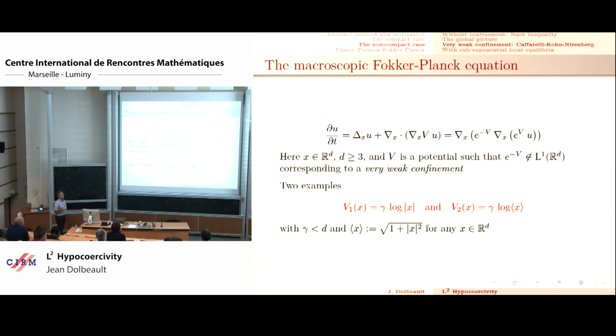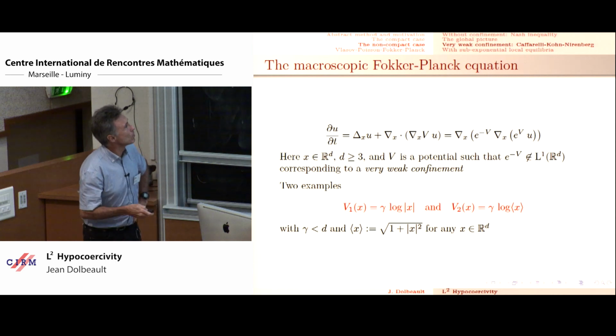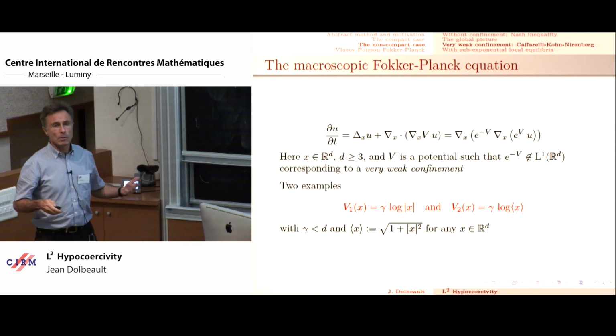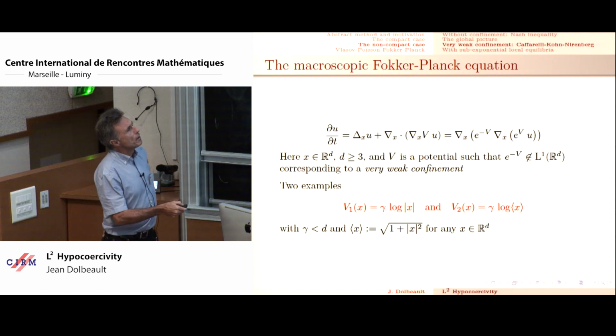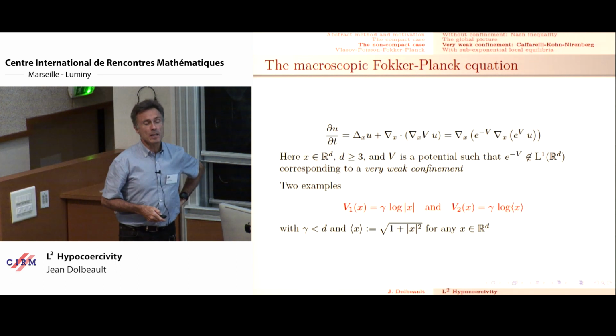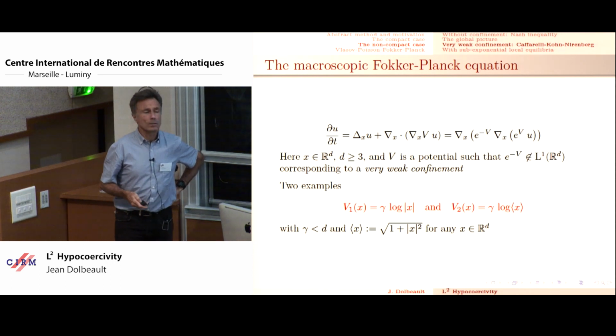E to the minus V, at least away from the origin, is not integrable. If you want to take into account the origin, you can replace modulus of x by this, of course. And essentially, what matters is the growth at infinity. Okay, so that's what we call very weak confinement. It's not really confinement because it's not enough to produce a stationary state, which is in L1, okay?